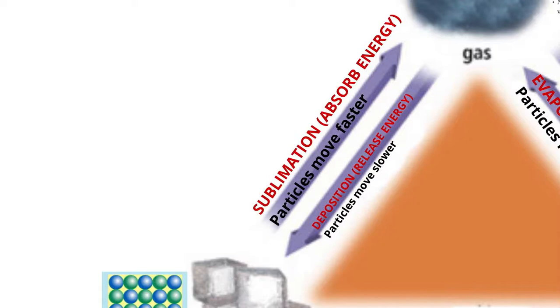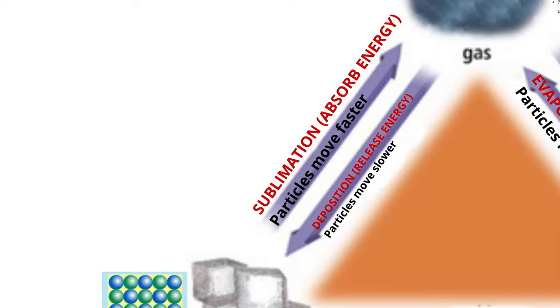Now let's look at another process. This process is called sublimation. When you take a solid and it absorbs energy, it can go straight to a gas, completely skipping the liquid phase, depending on what substance it is. For example, dry ice. Dry ice is a solid, but it sublimates, going from a solid to a gas. And it's absorbing energy.